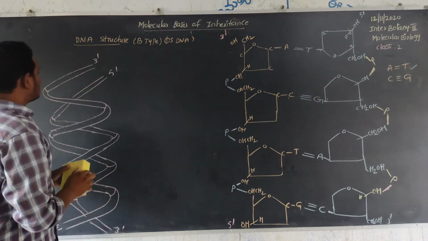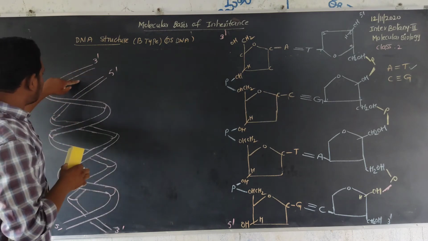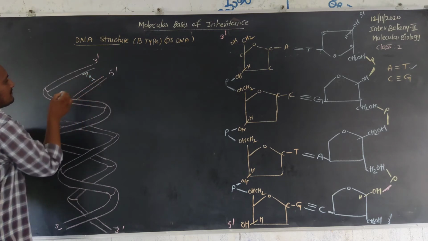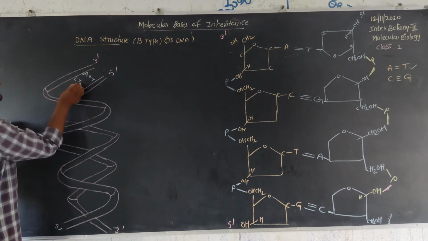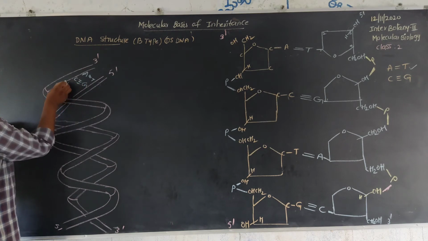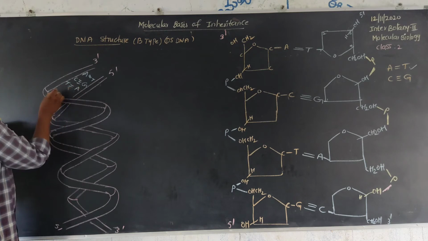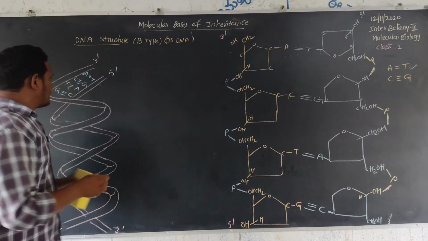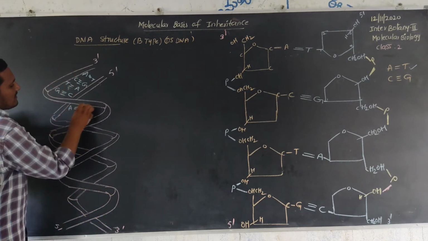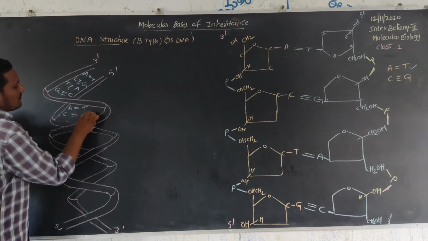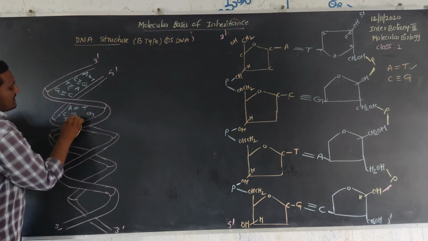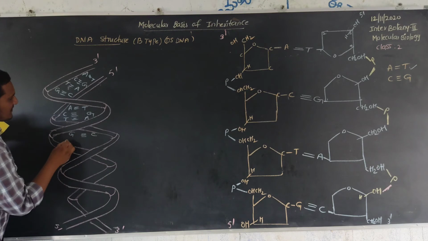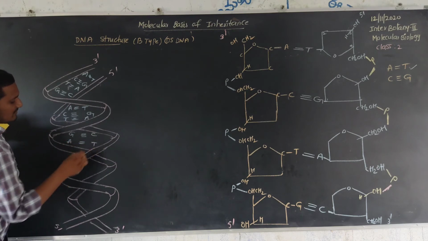Nitrogen bases are attached in the middle. So adenine always binds with thymine. Next cytosine binds with guanine. Next thymine binds with adenine. Next guanine binds with cytosine. That is one sequence. Next adenine, thymine. Next cytosine binds with guanine. Next thymine binds with adenine. Next guanine binds with cytosine. Next adenine binds with thymine.